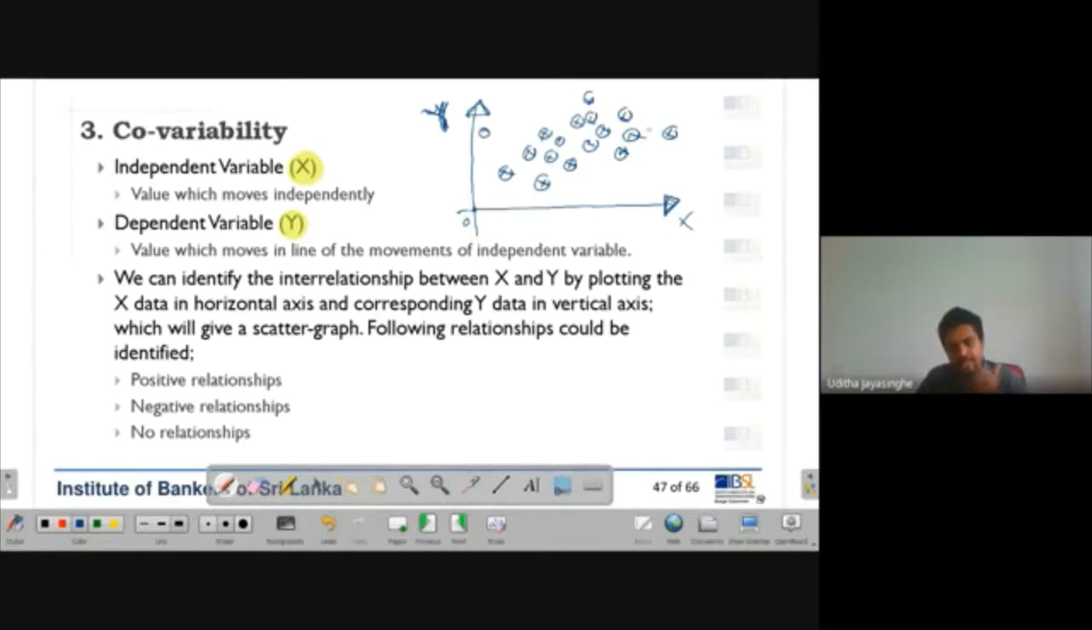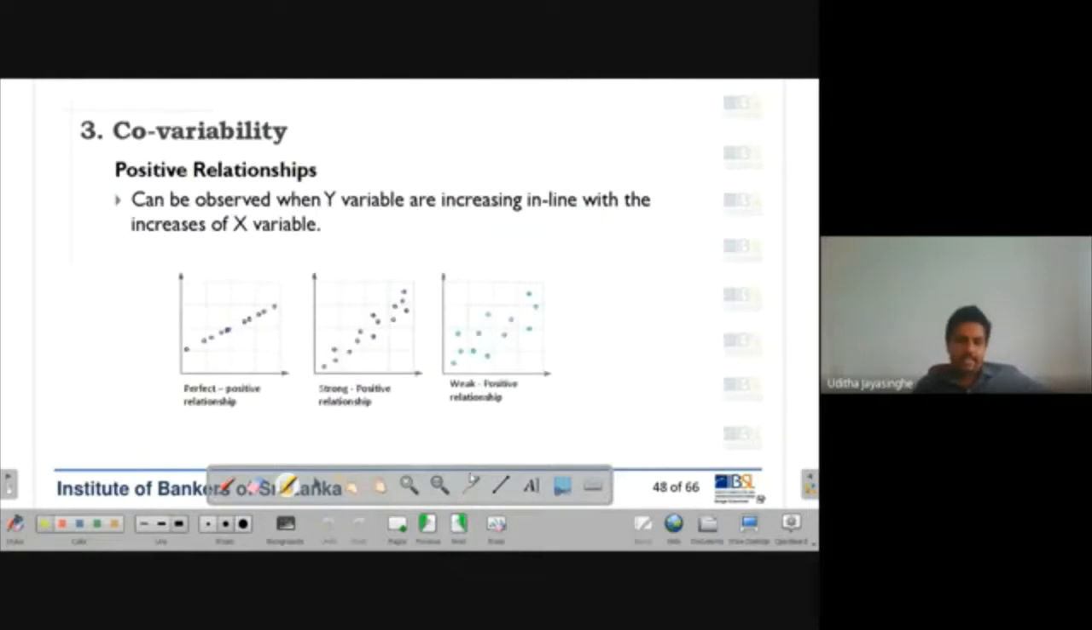The relationships can be of three natures: positive, negative, and no relationship. That's what I have highlighted here. Could be positive, could be negative, or none. We will learn each of these three. Now, for all the graphs that I'm discussing from here onwards, assume the x-axis is your independent variable and the y-axis is your dependent variable.